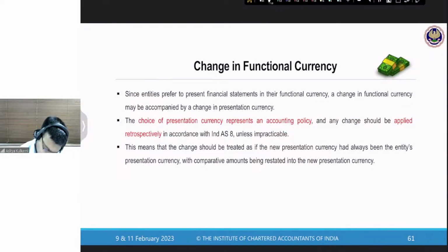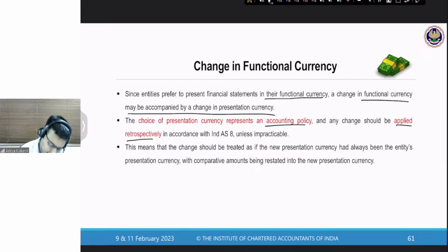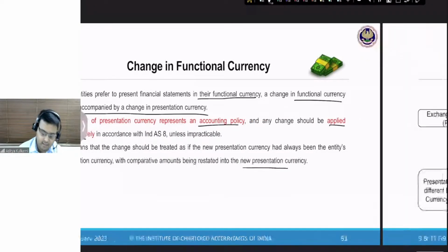All right, fine. Since entities prefer to present financial statements in their functional currency, a change in functional currency may be accompanied by a change in presentation currency. Presentation currency is an accounting policy, so you should apply it retrospectively in accordance with Ind AS 8 unless impracticable. This means the change should be treated as if the new presentation currency had always been the entity's presentation currency, with comparatives also being restated into the new presentation currency.